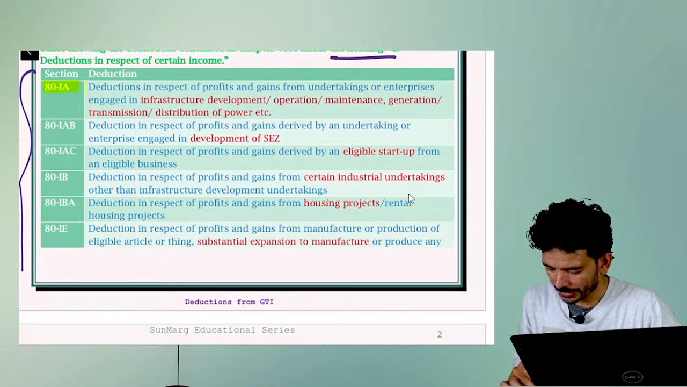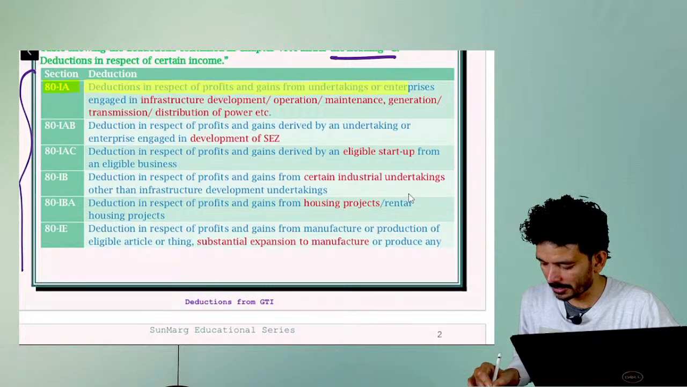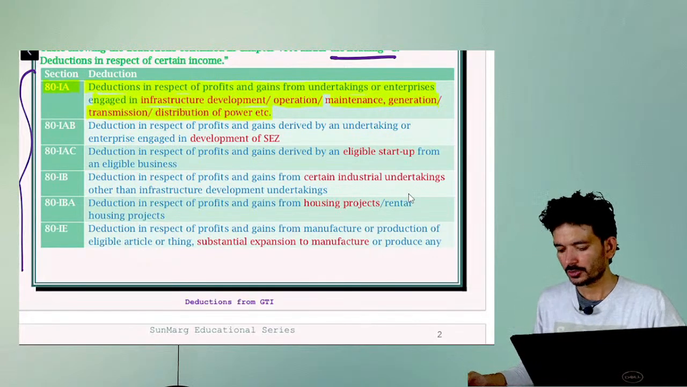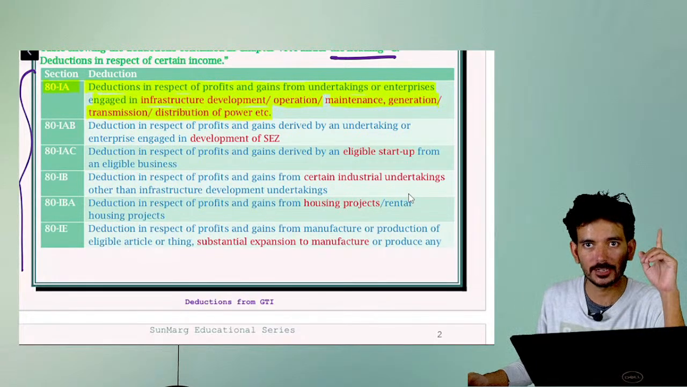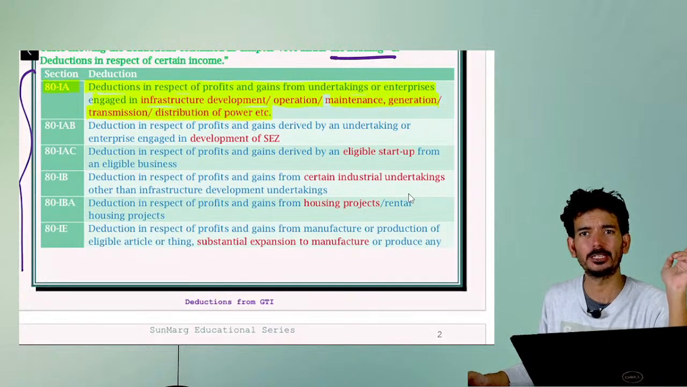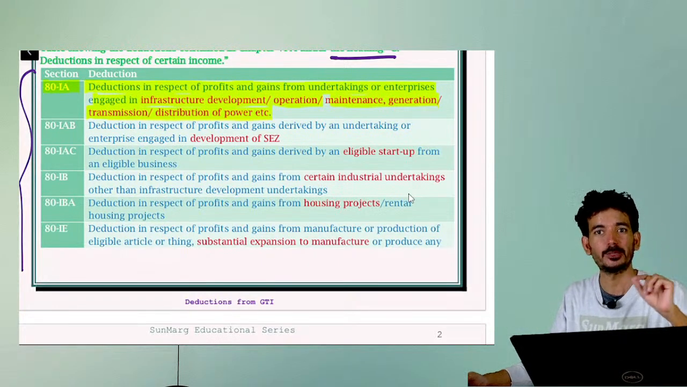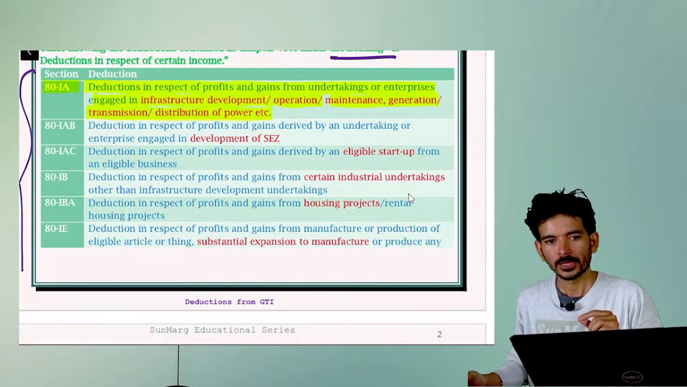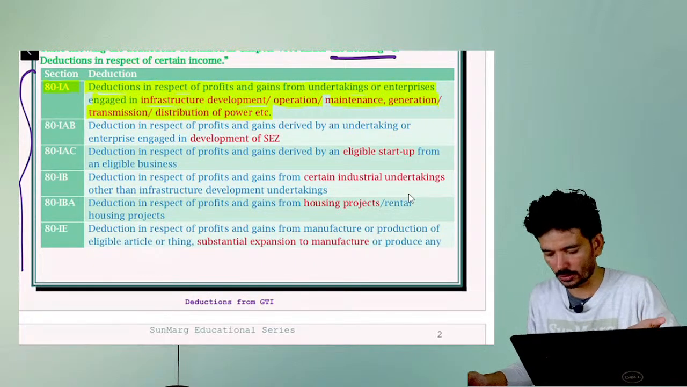80IA, deductions in respect of profits and gains from undertaking or enterprise engaged in the infrastructure development, operations, maintenance, generation, transmission or distribution of power. So infrastructure development, you might have heard it in section 35AD. If you have done my PGBP chapter, I've explained specified business, there is this also. So I mean government has notified this also.